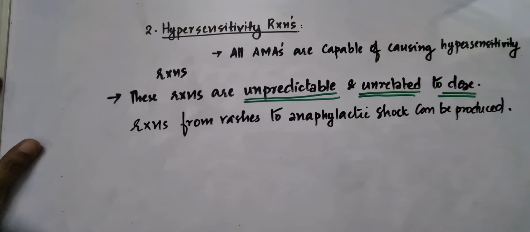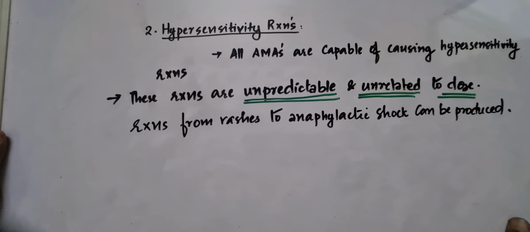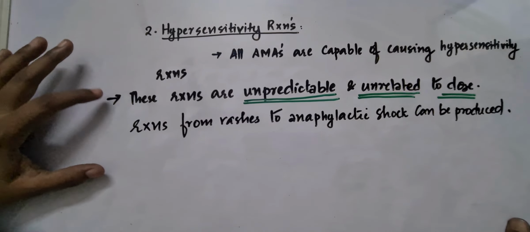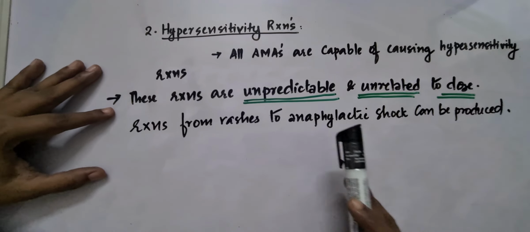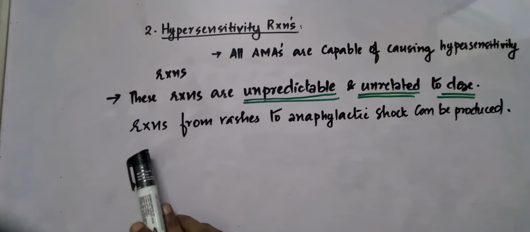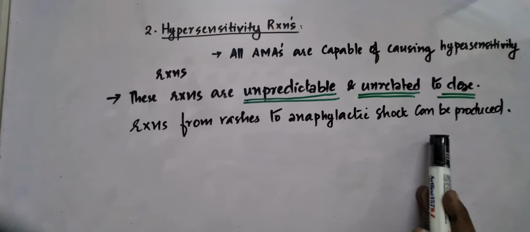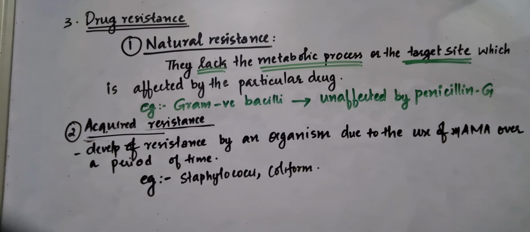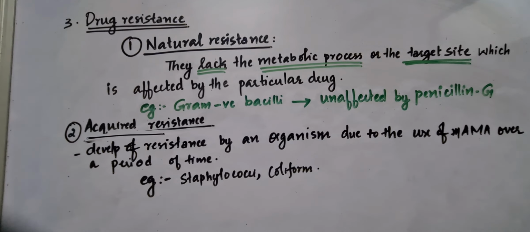The next adverse reaction is hypersensitivity reaction. All antimicrobial agents are capable of causing this hypersensitivity reaction. These reactions are unpredictable and unrelated to dose. Reactions from rashes to anaphylactic shock can be produced. The next adverse event is drug resistance. Drug resistance can be either natural resistance or acquired resistance.